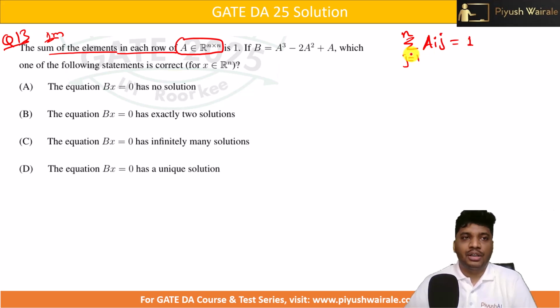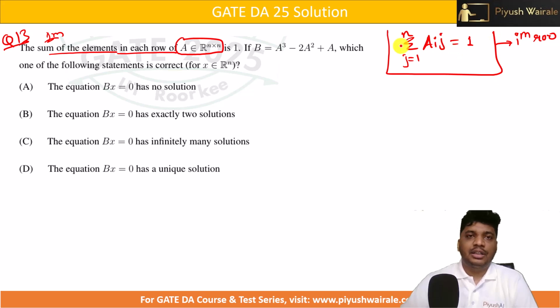Because the summation of all the elements in each row of this matrix A is equal to 1, i will be the same here. So here we are talking about the ith row. For the ith row, j will vary and the summation will be equal to 1. This is what we can say, right? Now, if this is given to us, we also have B equals A cube minus 2A square plus A. Which one of the following statements is/are correct for x belongs to R? That is what we need to find out.